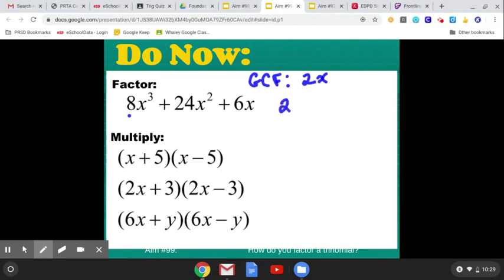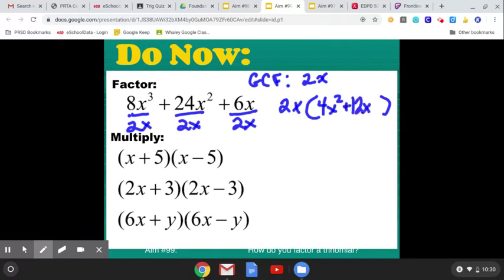So that's one factor. Now I have to get my other factor, so I divide each of these terms by 2x, and that will give me the other factor. x to the third divided by 2x is 4x squared. 24x squared divided by 2x is going to give me 12x. And then 6x divided by 2x, the x's cancel, so I'm left with just plus 3. And there it is. It's factored.